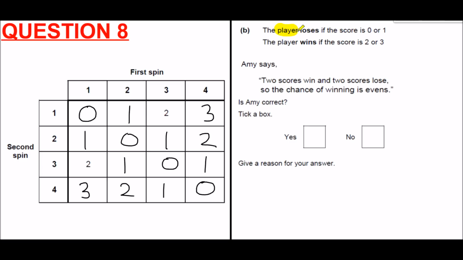It says a player loses if the score is a 0 or a 1. And so let's see how many would result in a loss. How many combinations would result in a loss? So we're just finding all of the 0s or 1s and highlighting them.